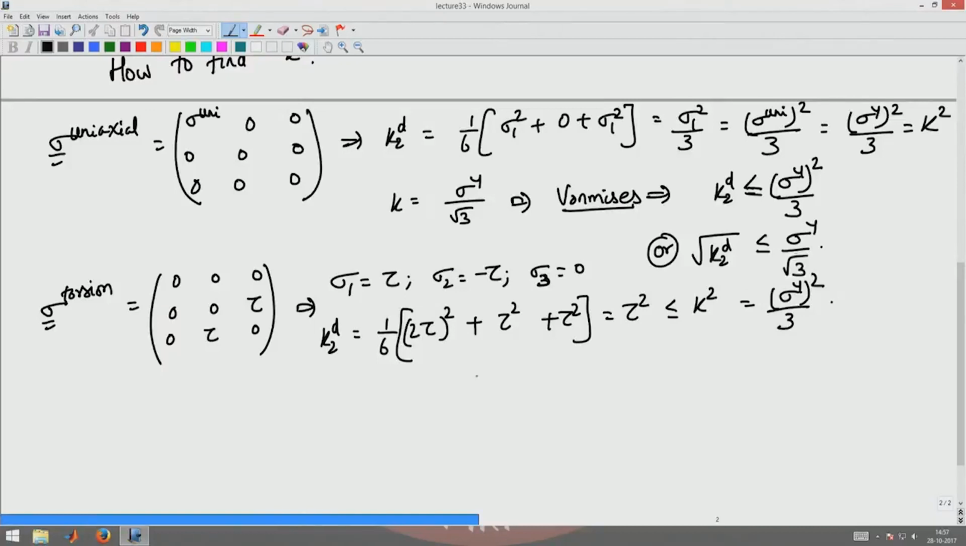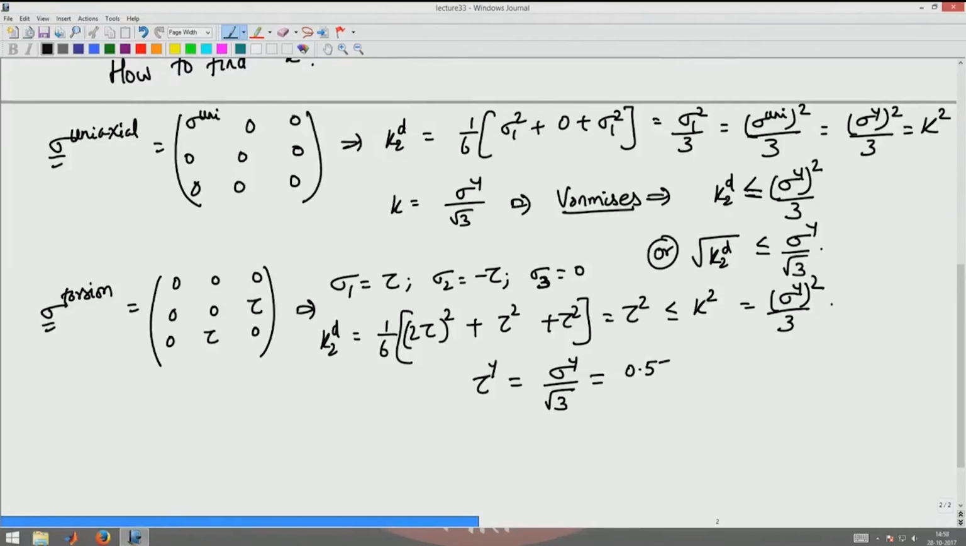Okay. So, the limiting value of the shear stress, the yielding value of shear stress, would be sigma y by root 3, which will be 0.57 sigma y. Compare this with what we got for Tresca. From Tresca criteria we got tau y to be sigma y by 2. Okay. Thus, even though we agree on the uniaxial yield stress, we will not agree on the pure shear yield stress.